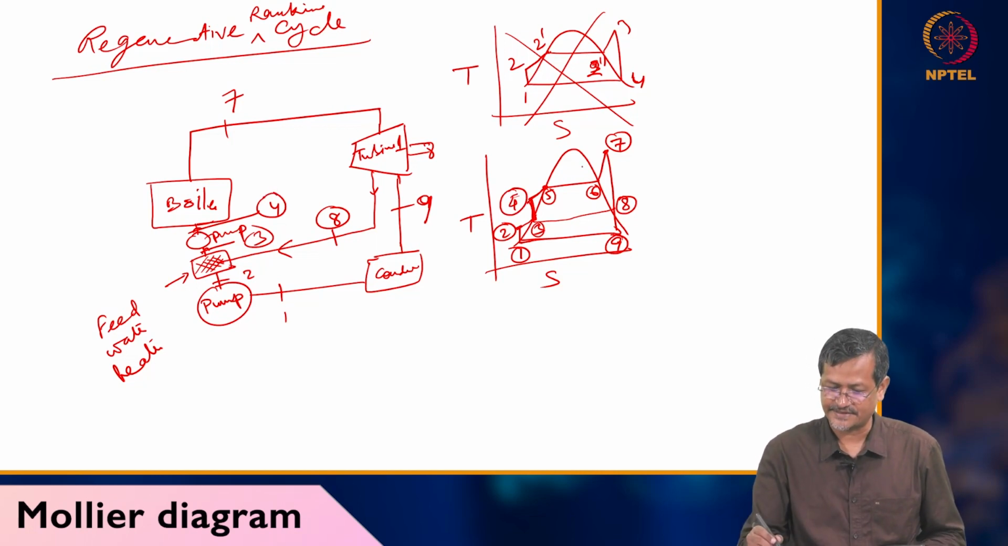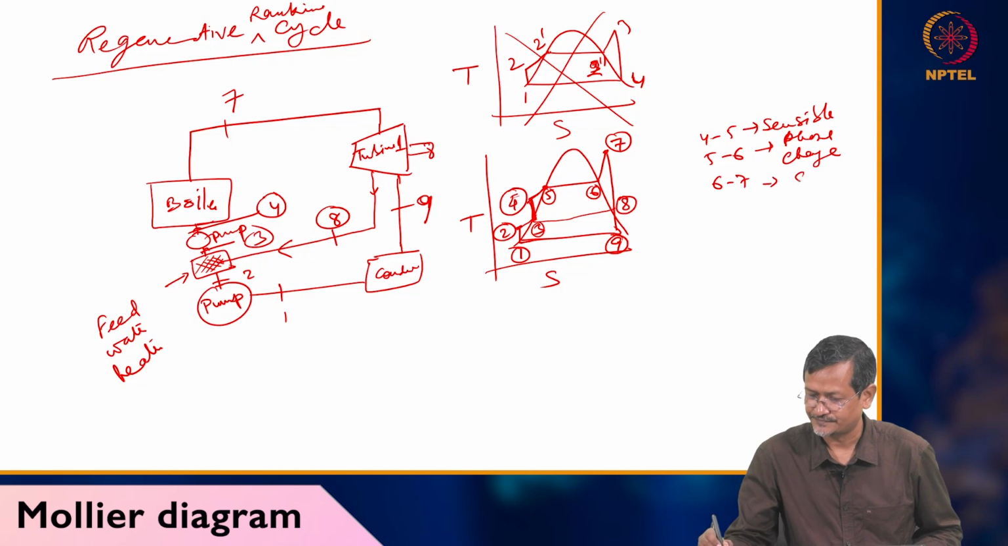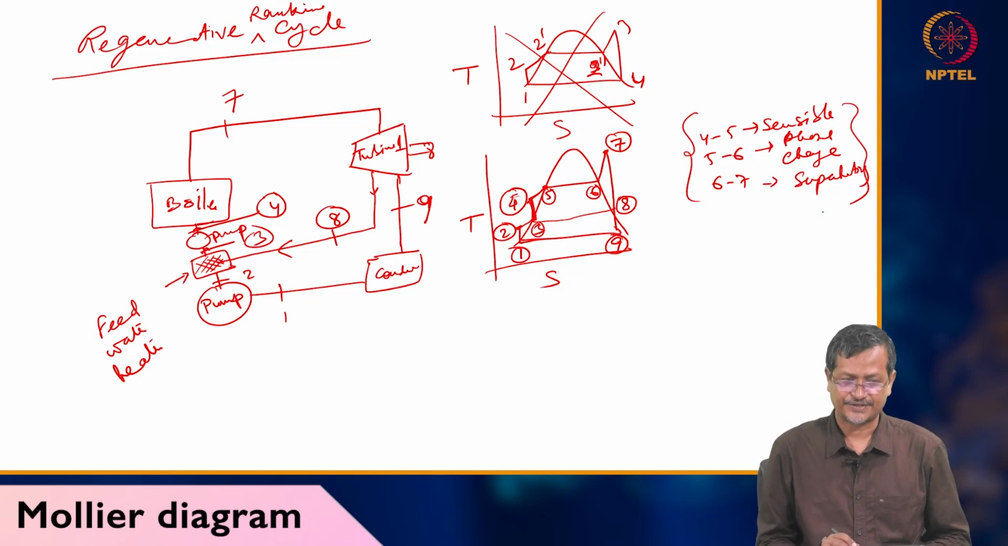4 to 5 your sensible heating, 5 to 6 phase change, 6 to 7 superheating, okay. So this phenomena is happening in your regenerative cycle.